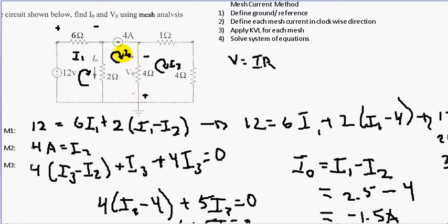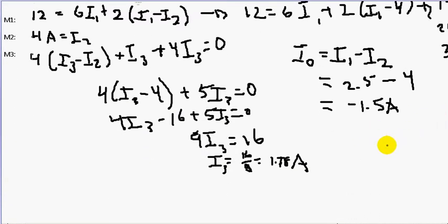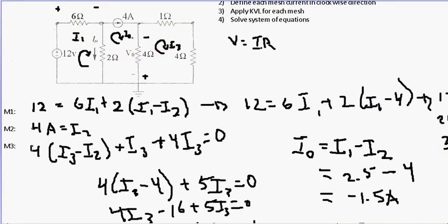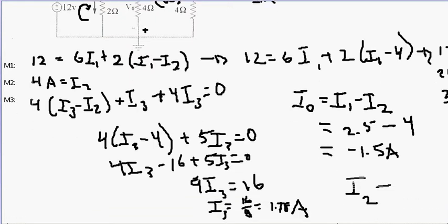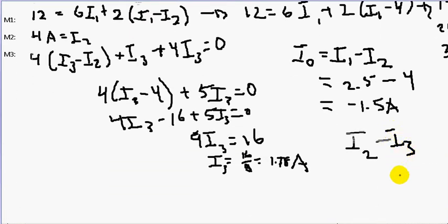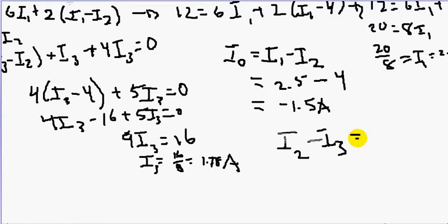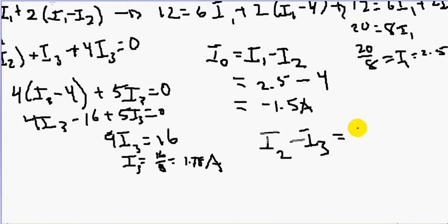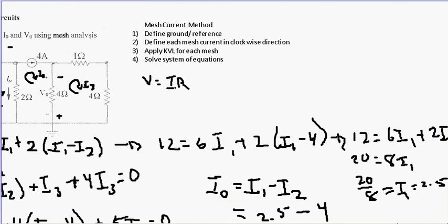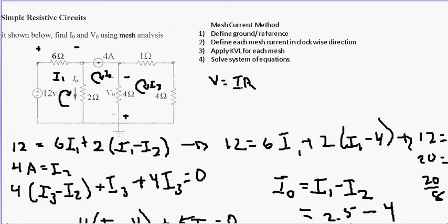So we have to subtract I2 minus I3, which is the current going through 4 ohms. Okay, what is I2? 4 minus I3, 1.78. 4 minus 1.78, and we have 2.2 amps. And we multiply that by 4 ohms to find VO.